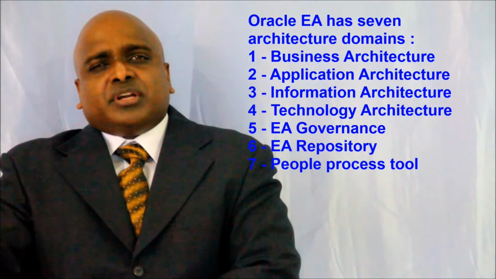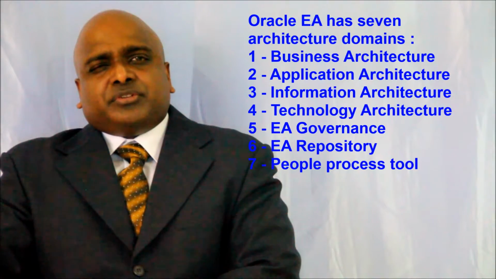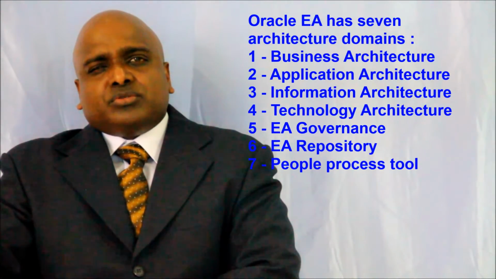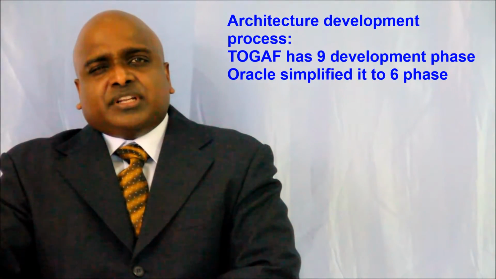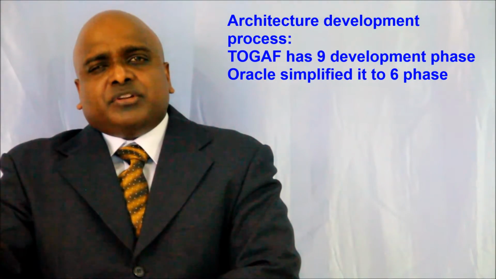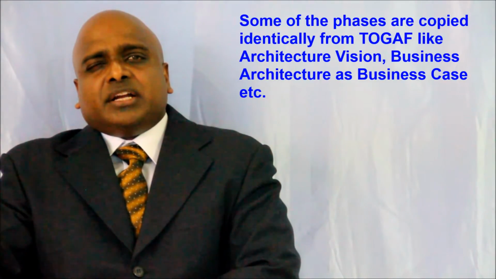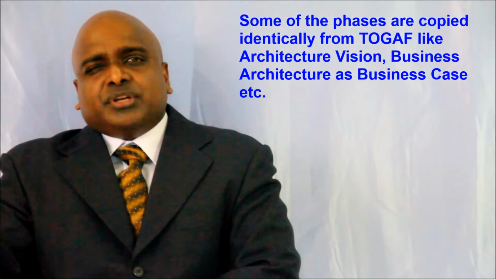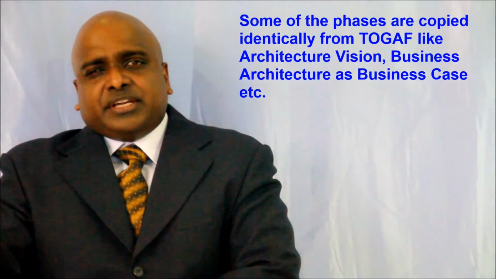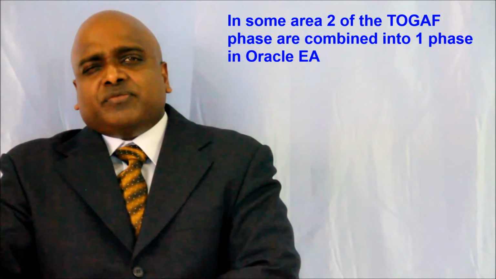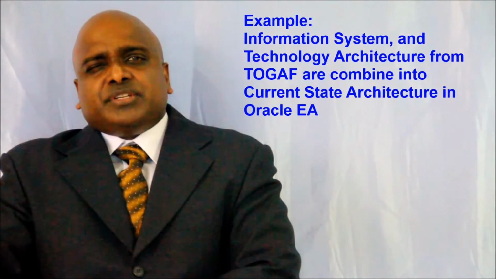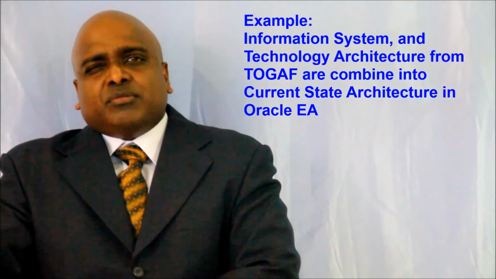in Oracle. Oracle has brought EA governance, EA repository, and people process tools to the high-level architecture domain. Even in the architecture development process, they are highly similar. TOGAF has 9 development phases, which are simplified to 6 phases in Oracle. Some of these phases are copied identically from TOGAF, like architecture vision, business architecture, business case, etc. In some areas, 2 of TOGAF's phases are combined into one phase in Oracle. For example, information system and technology architecture from TOGAF are combined into current state architecture in Oracle.